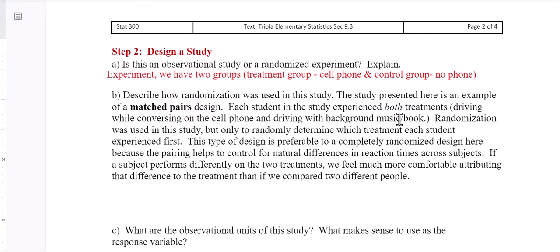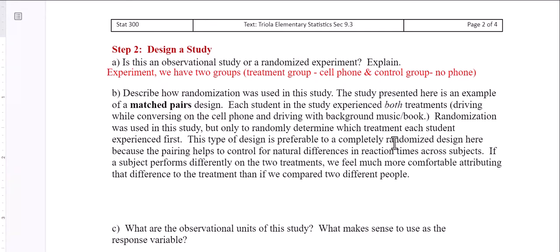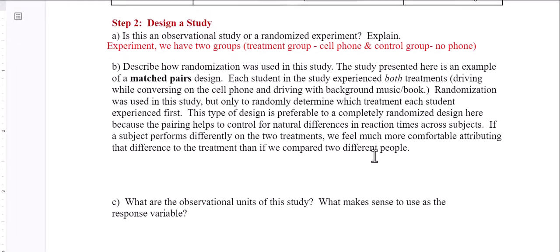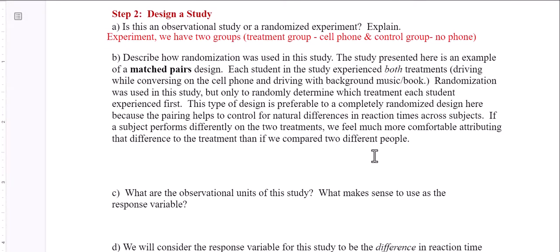Describe how randomization was used in this study. I asked the question, but I answered it in here anyway. The study presented here is an example of matched pairs design. I kind of already discussed why it's matched pairs, but essentially each student in the study experienced both the treatment and the control, right? Driving while conversing on a cell phone and driving with background music or an audiobook. So randomization was used in the study, but only to randomly determine which treatment each student experienced first, whether they were talking on a cell phone first and then control later, or vice versa.